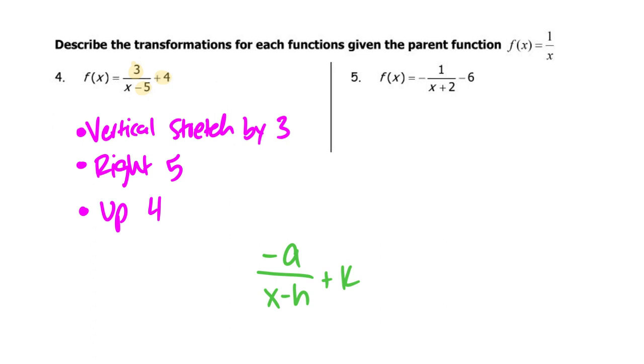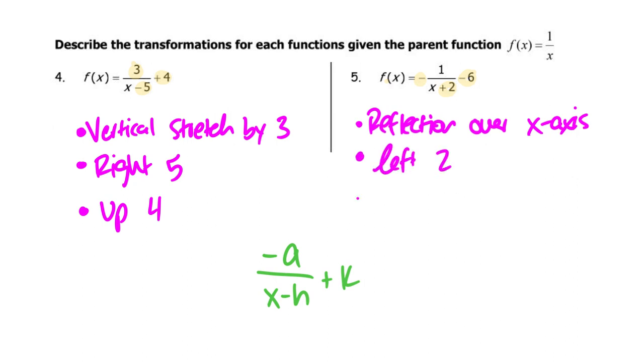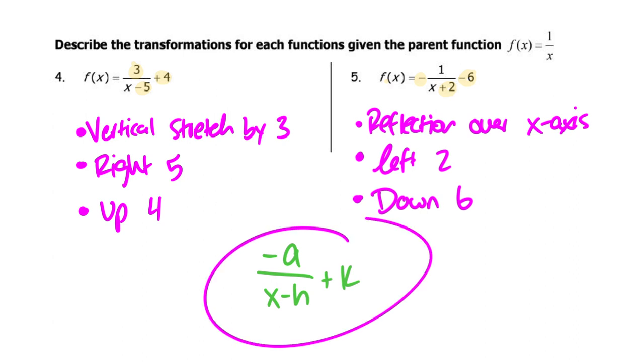In the second one, we have a negative sign, a plus 2, and a minus 6, so we're going to have 3 transformations again. The negative sign is a reflection over the x-axis. The plus 2 moves me left 2, and the minus 6 moves me down 6. So on the transformations, you're just using this equation that we've had forever, and just stating the transformations in English, what is occurring.